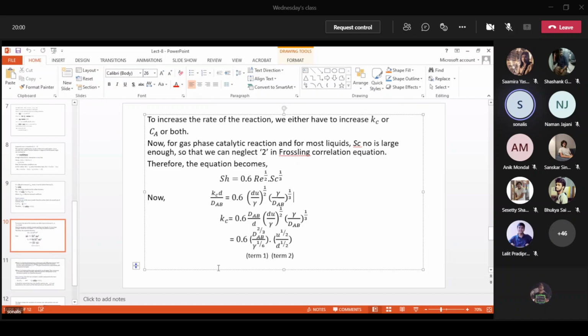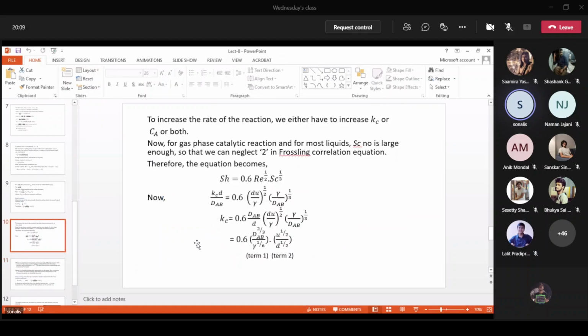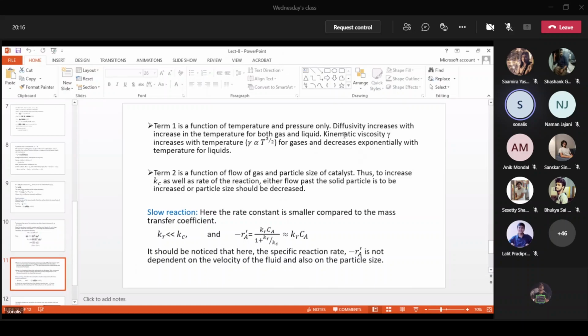term 1 is a function of temperature and pressure only. DAB is dependent on temperature and pressure. Nu, the viscosity, also depends on temperature. Diffusivity increases with an increase in temperature for both gas and liquid. Kinematic viscosity, nu, increases with temperature, nu proportional to T to the power 3 by 2 for gases, and decreases exponentially with temperature for liquids.